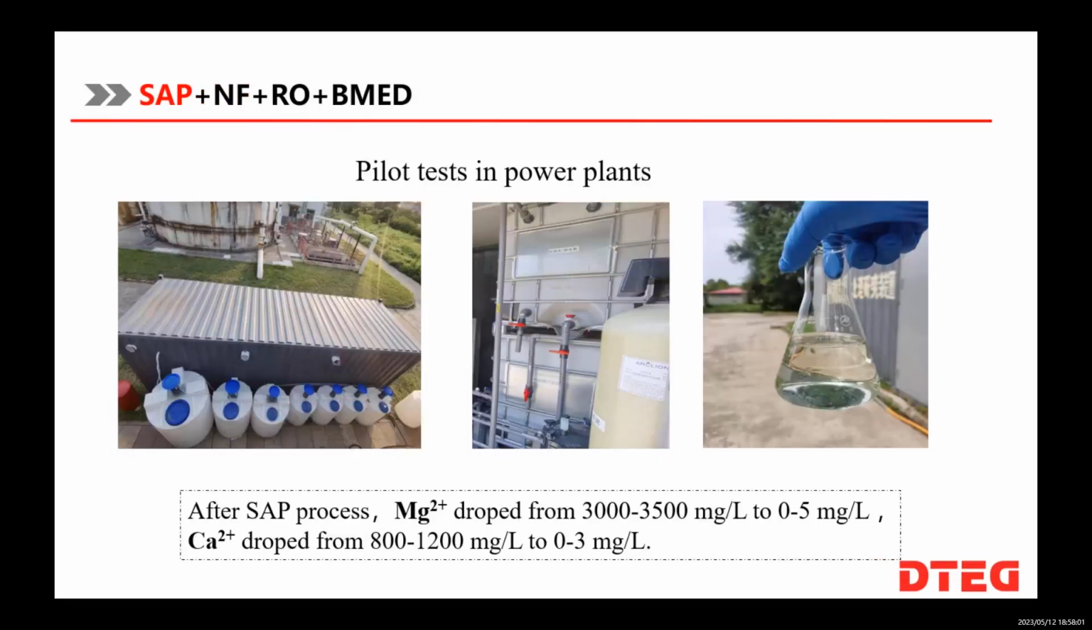About SAP process, these are photos of our pilot test in a thermal power plant. After SAP process, magnesium dropped from 3,000 milligram per liter to less than 5. Calcium dropped from about 1,000 milligram per liter to less than 3.